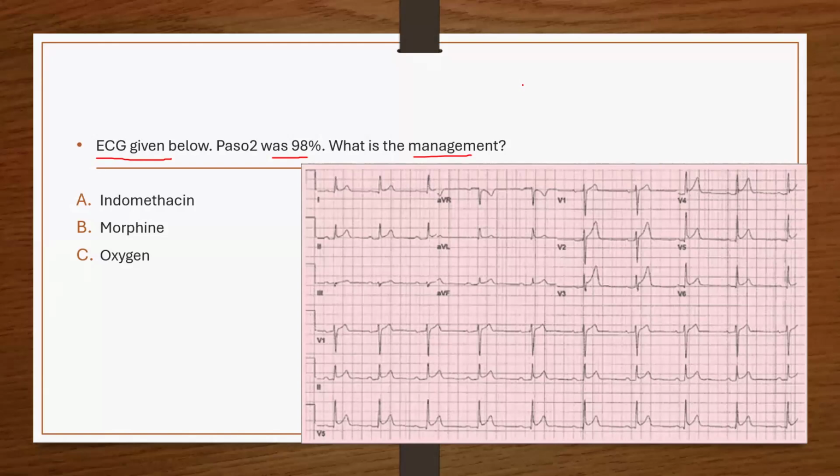All right, so now let's have a quick discussion on this. Again, this question, what is the management? So they are asking for the management. Now here, in these types of questions, the diagnosis is not given. There's a case given and there's an investigation or ECG given and they're asking the management. So this is a two-step question where your first step should be figuring out the diagnosis and the second step should be figuring out the management.